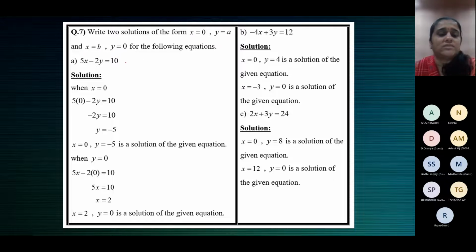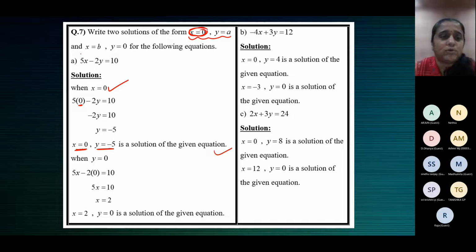Okay. This is the first equation. For this equation, you should find two solutions of this form and this form. So what do you see in the first form? x is equal to 0, y is equal to a, leave it. You have a number for x. Take x is equal to 0, substitute and find the value of y. So y is minus 5. So x is equal to 0, y is equal to minus 5 is a solution of the given equation, and it is of the form x is equal to 0, y is equal to a.